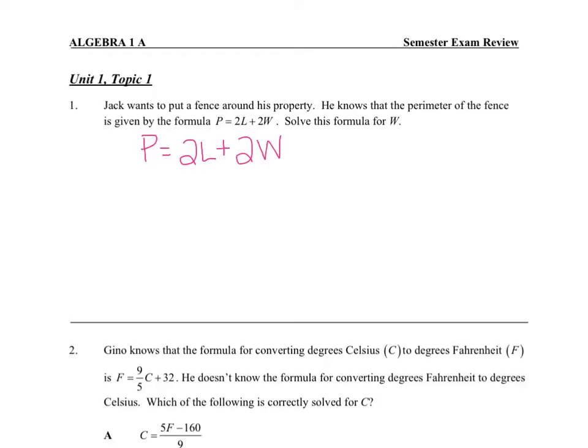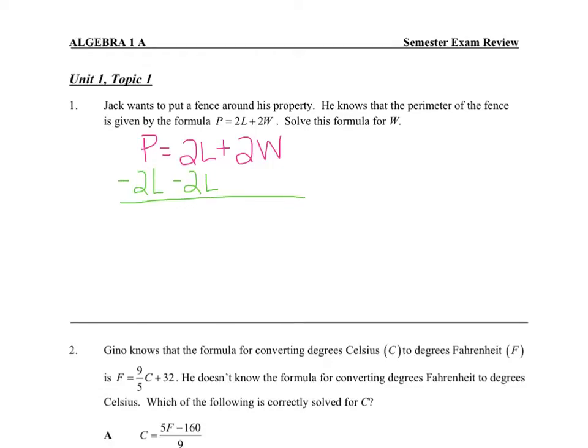Now my goal here is to solve for W, so I need to get rid of everything else attached to it first. So when we solve equations, we do PEMDAS backwards, which means we do the addition and subtraction first, meaning we have to get rid of this 2L that's being added to 2W. And then we do the multiplication and division, which means we get rid of the 2 that's being multiplied to 2W. So the first thing I'm going to do is subtract 2L on both sides.